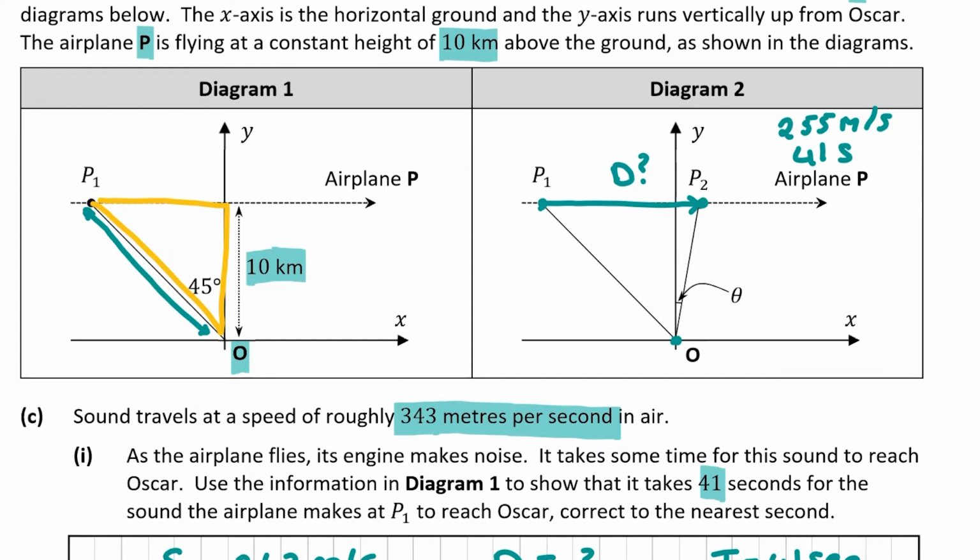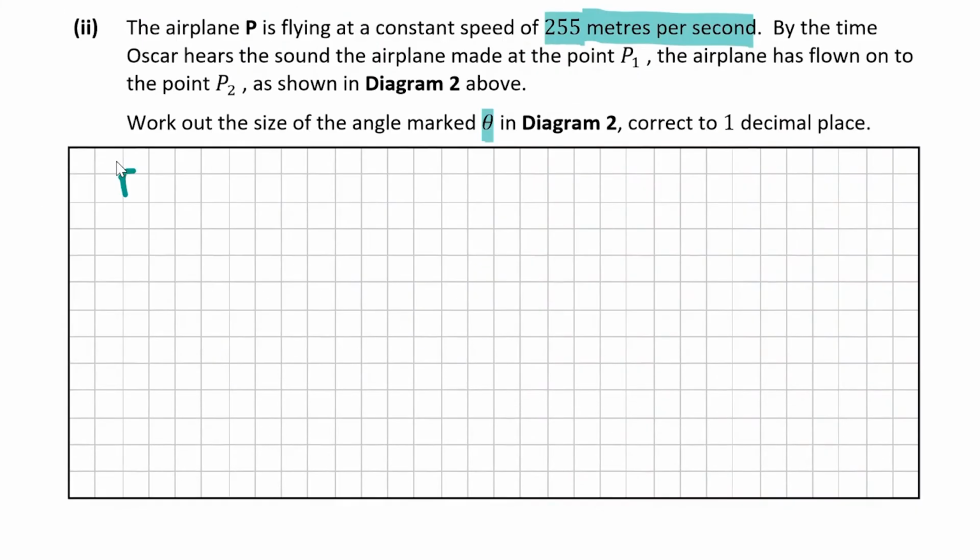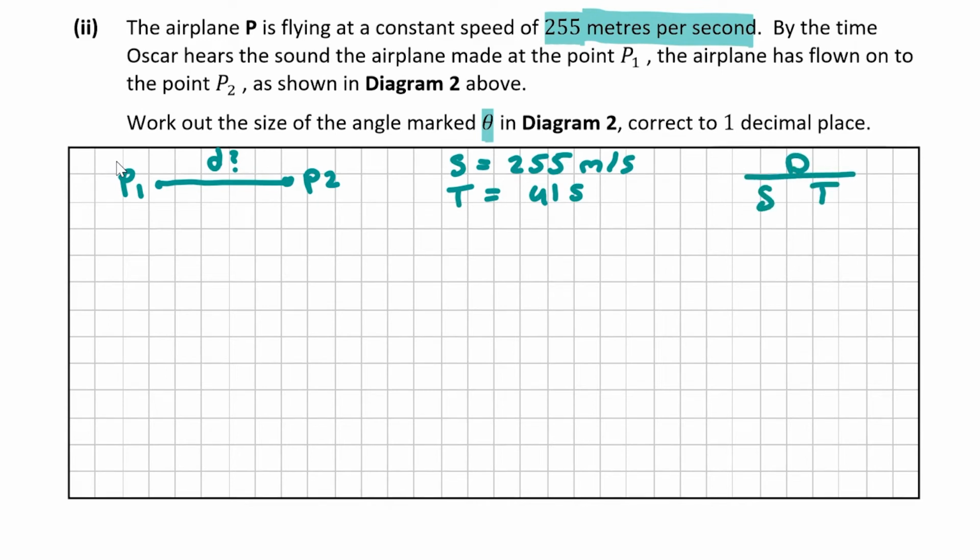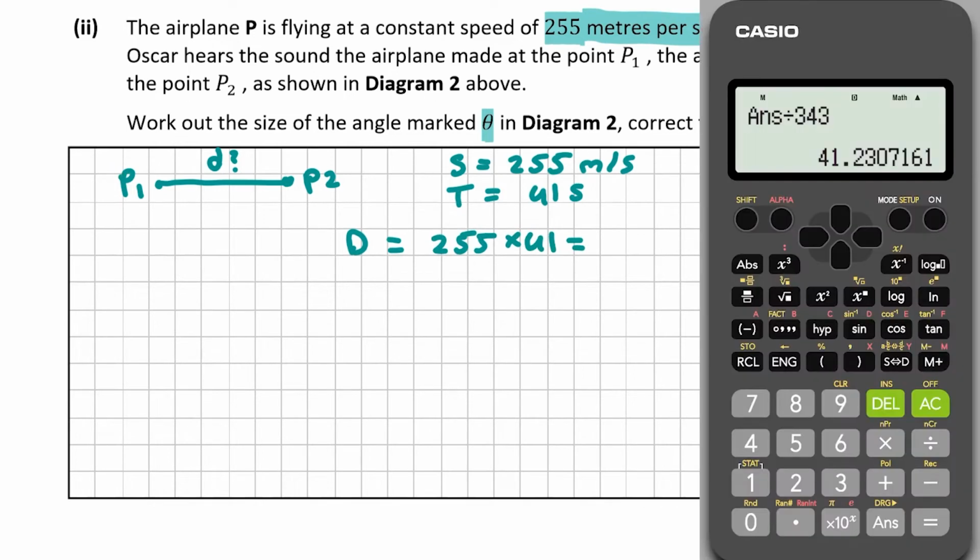So let's first of all work out the distance. So here's P1, here's P2. What's the distance? We'll call it D. We know the speed is 255 meters per second, and the time is 41 seconds. So here's our distance, speed, time triangle. So we're looking for distance, so we multiply speed by time. So the distance is equal to 255 multiplied by 41, and we're going to find the distance in meters.